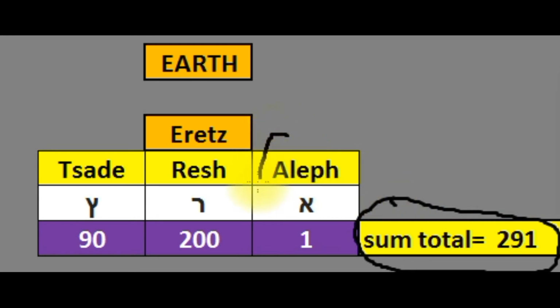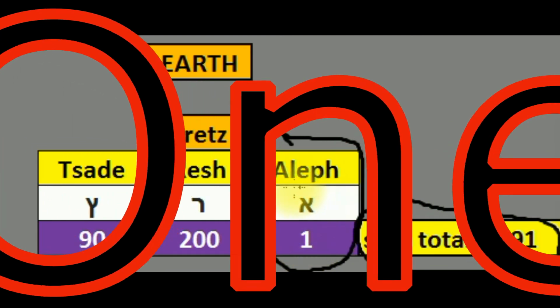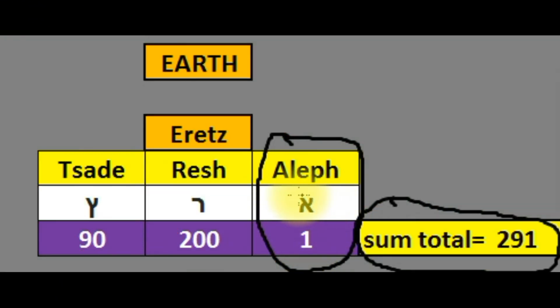It begins with Aleph, the first letter of the Hebrew alphabet, having a value of 1. This represents God in the ancient Hebrew. And in Greek, Alpha, which science uses to explain our existence in the universe.